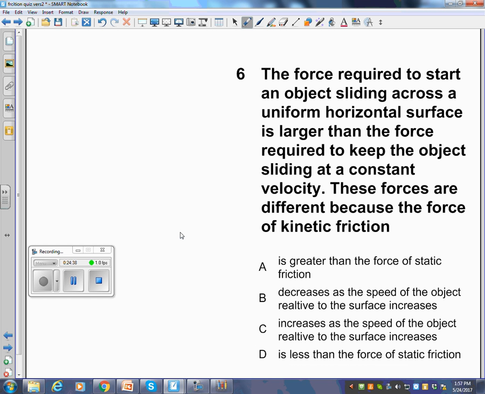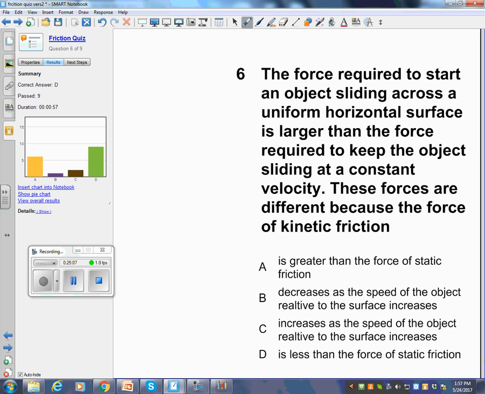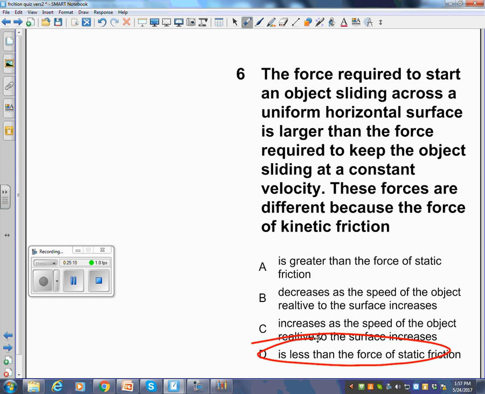The force required to start an object sliding across a uniform horizontal surface is larger than the force required to keep the object sliding at a constant velocity. These forces are different because the force of kinetic friction is greater than static, decreases as the speed of the object relative to the surface increases, increases as the speed of the object relative to the surface increases, or because the force of kinetic friction is less than the force of static friction. And the answer is, my friends, D. Kinetic is less than static. And Leo, that is one reason why it's easier to push as it's moving than it is to get it started. But once you get it started, then it's easier to push. That might come into what you were talking about there.